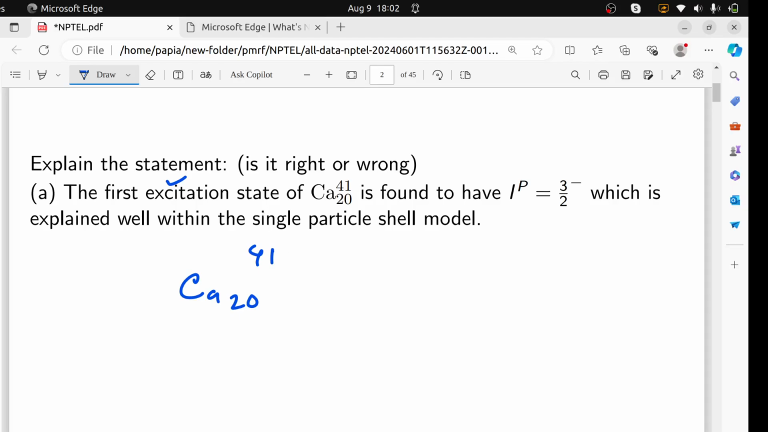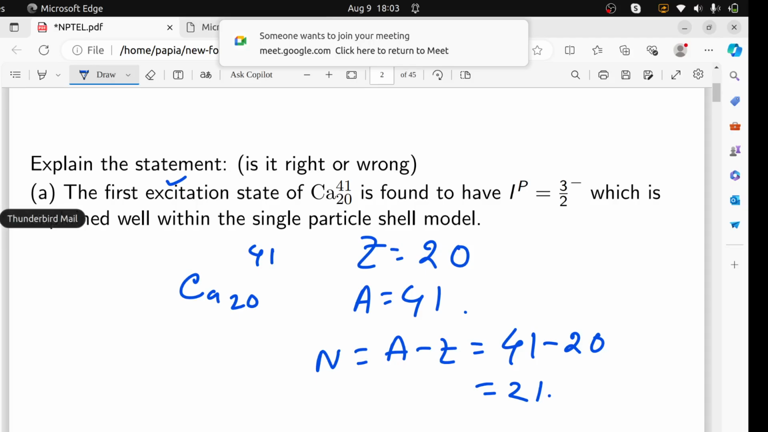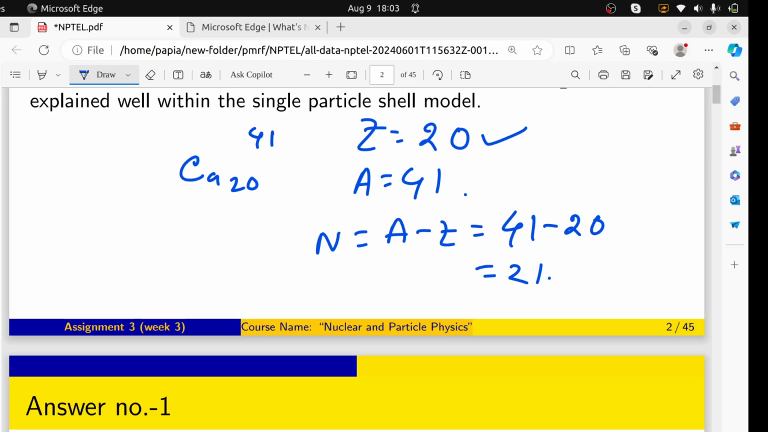So for calcium-41, Z equals 20, as I already know, and A equals 41, so obviously I can write N equals A minus Z, right? So that will be 41 minus 20, which is 21. So this is already fine. One may see that as Z is 20, it is an even number, so it will not contribute to the spin and parity for this nucleus, but N will be 21, so that will contribute to the spin parity for this ground state of calcium-41.